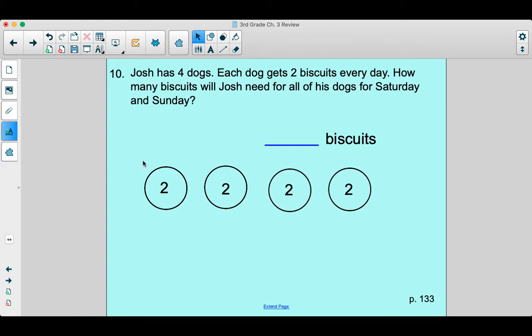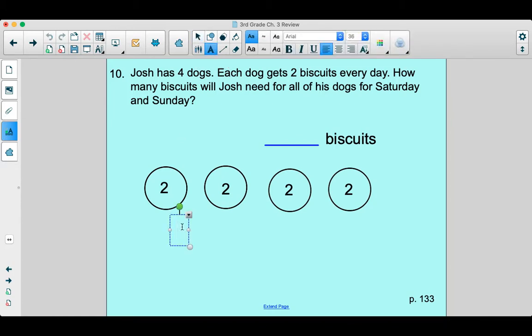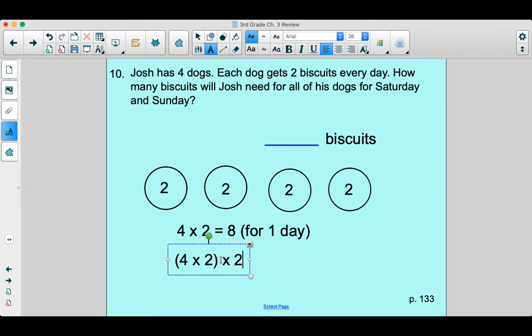And the question is really, how many will Josh need for Saturday and Sunday? So maybe you're thinking about 4 groups of 2, so 4 dogs. Each dog gets 2 bones, equals 8. That's true, but that would be like for 1 day. We need to know about Saturday and Sunday. So 4 groups of 2, we're going to do that, of course, but then it gets doubled because it's Saturday and Sunday, so we have to do it 2 times.